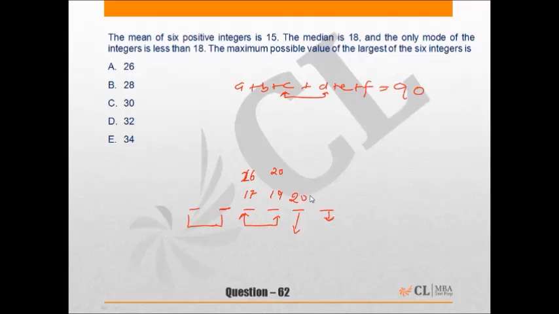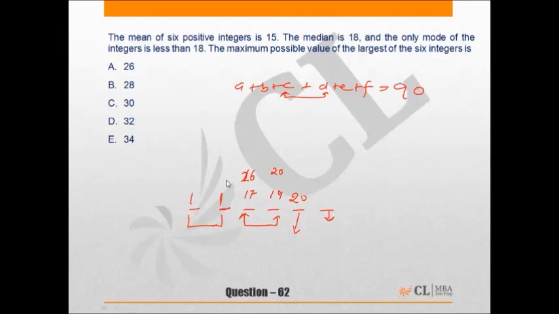And in order to minimize the value of the rest of the terms, we should assign them the value of 1, as there is only one mode. It means there are at least two terms that have the same value out of these six terms. So the only mode in this case can be considered as 1 in order to maximize the value of the largest term. So these are the five terms that we need to take.